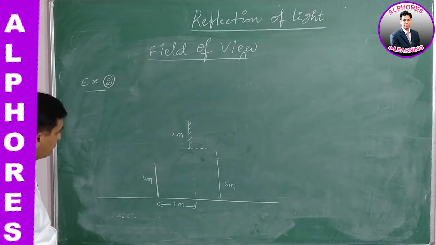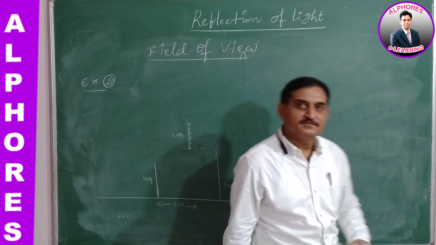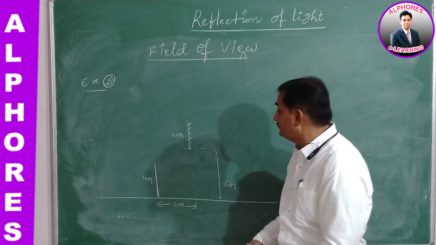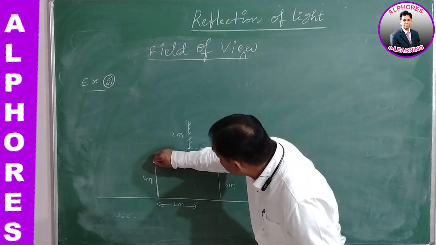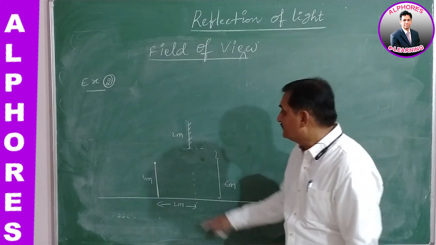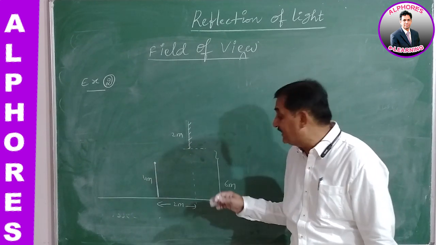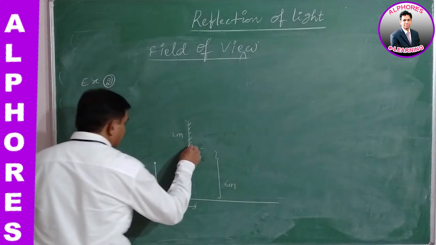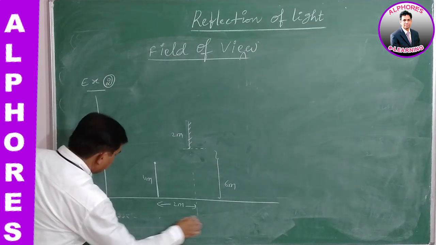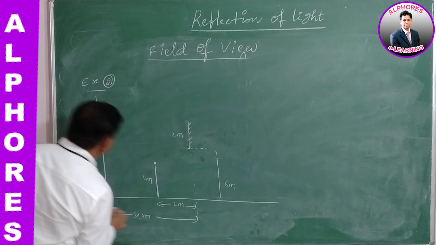Now the question is, up to what maximum height and minimum height can a person see the image of the tip of this pole in the plane mirror on the same horizontal line when he is standing at a distance of 4 meters from the plane mirror? So he is at a distance of 4 meters from the plane mirror.